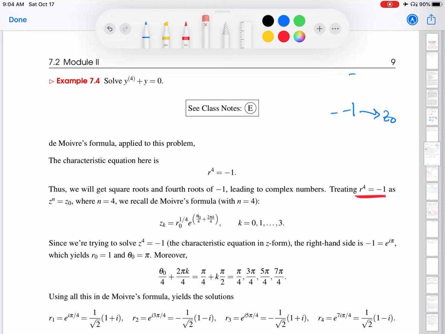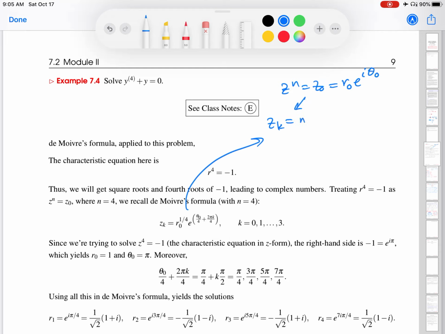Okay, so remember what de Moivre's formula was. So de Moivre's formula is basically the n roots to z to the n equals z0. First, I have to write z0 in the complex form. And then the n roots are the nth root of r0, e to the i (theta 0 over n plus 2 pi k over n), where k ranges from 0 all the way up to n minus 1. So that's de Moivre's formula.